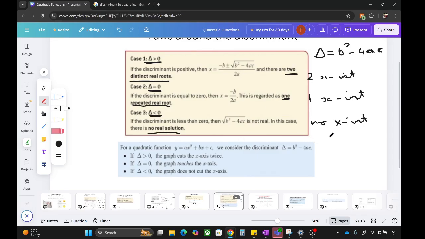This is just the same thing again. It's just that if delta is greater than 0, it cuts the x-axis twice, two x-intercepts. If delta is equal to 0, then the graph touches the x-axis once. And if delta is less than 0, the graph does not cut the x-axis whatsoever. You have no real roots. So the discriminant helps us find this before actually plugging into the quadratic formula, if you don't have a calculator. So it's really helpful.